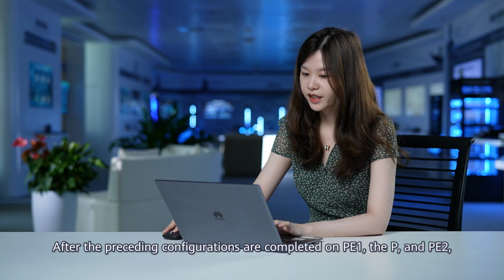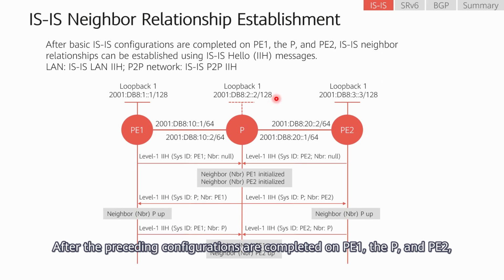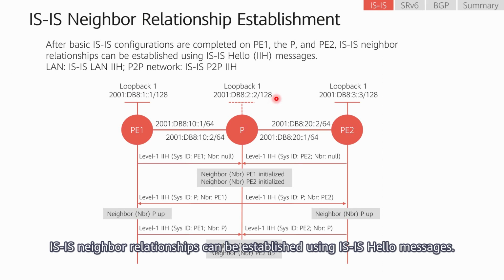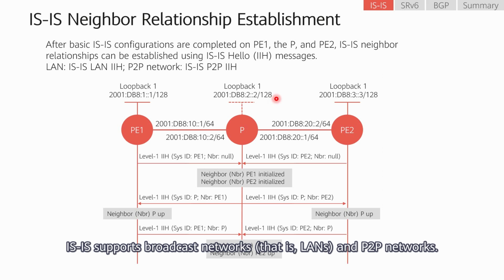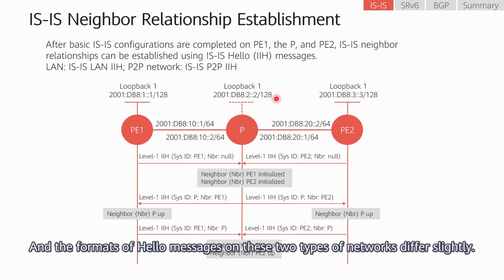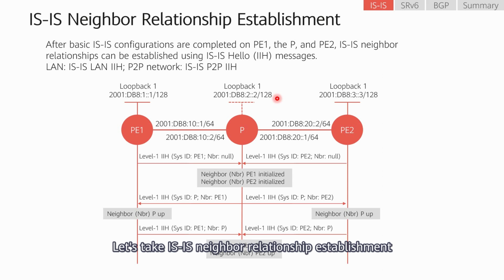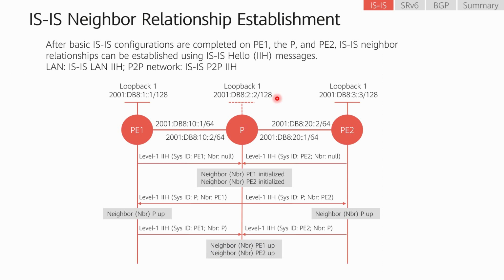After the preceding configurations are completed on P1, the P, and P2, IS-IS neighbor relationships can be established using IS-IS hello messages. IS-IS supports broadcast networks and P2P networks, and the formats of hello messages on these two types of networks differ slightly. Let's take IS-IS neighbor relationship establishment between P1 and the P as an example.